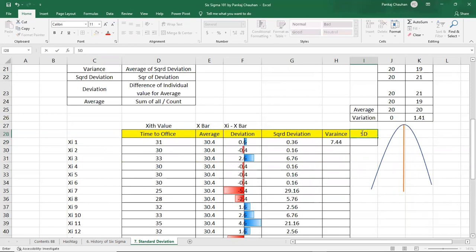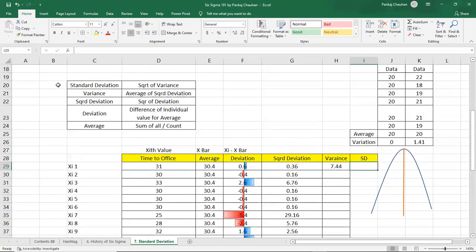Now the next thing is to find the standard deviation. So standard deviation, if you see here, is the square root of variance. So if I take square root of variance, I will get my standard deviation. Done. This is the way standard deviation is calculated manually.